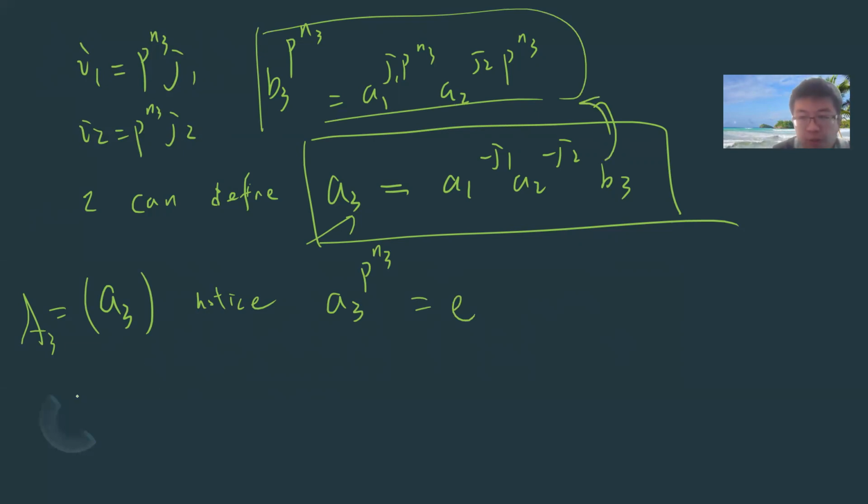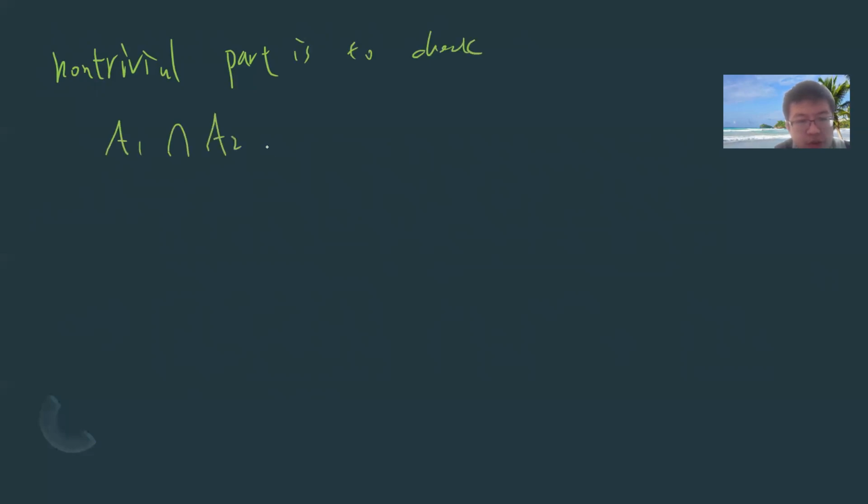So the non-trivial part is to check that A1 intersection with A2 intersection with A3 is identity. Once we do this, we can do a reduction and show this process always keeps going, and finally will exhaust all this group. Okay, so why?